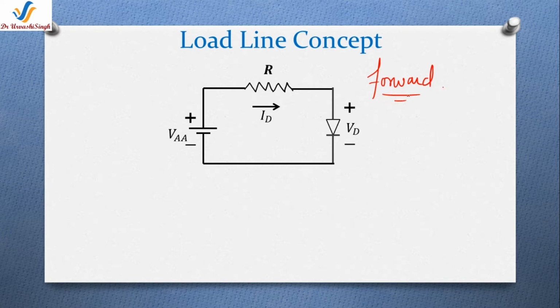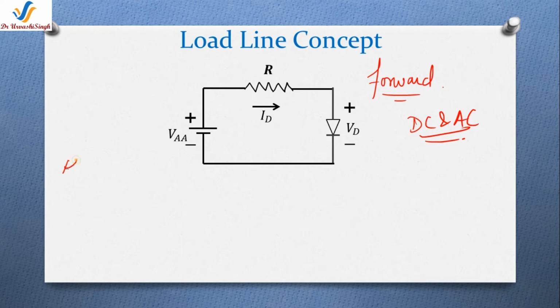Why the forward characteristic? Because only in the forward biasing we will get a substantial amount of diode current with a small positive diode voltage, while in the reverse biasing it is almost negligible. That's why the forward characteristic only. And this load line concept will be used in the DC and AC modeling of the diode as a circuit element. For a better understanding, I have taken a very simple example, a very simple circuit.